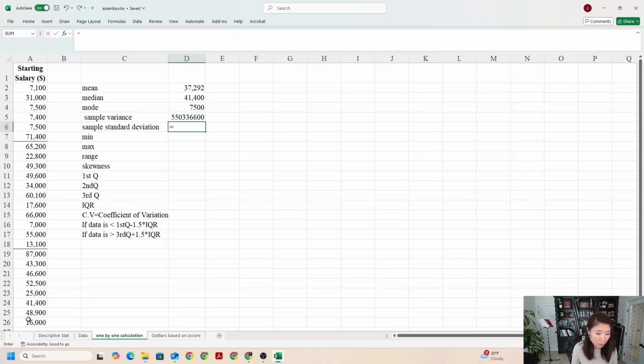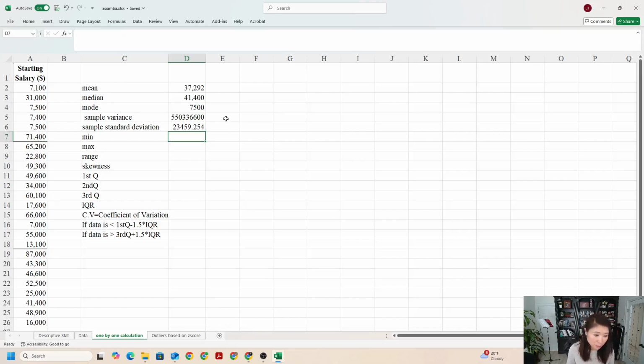Now we can calculate a more popular way to measure variability, which is the standard deviation. The formula we use is equals STDEV.S, then parentheses, select your data set, close the parentheses, and push enter. That will give you the sample standard deviation.